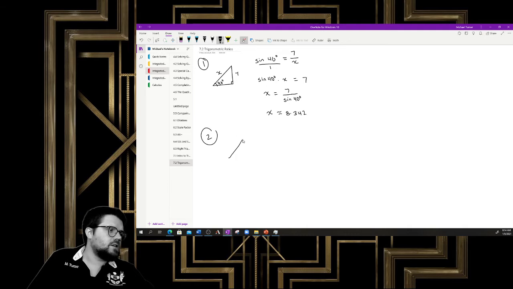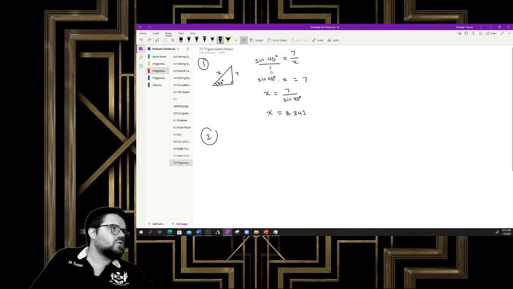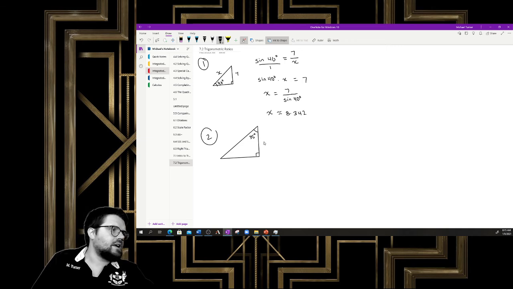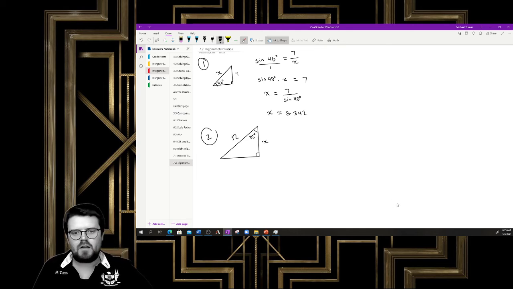Let's keep going. So same thing, draw another triangle here. That works out pretty good. And let's say I give this angle as being 35 degrees. And let's say that this side is my unknown, and this side is 12. So I want to solve for the unknown.